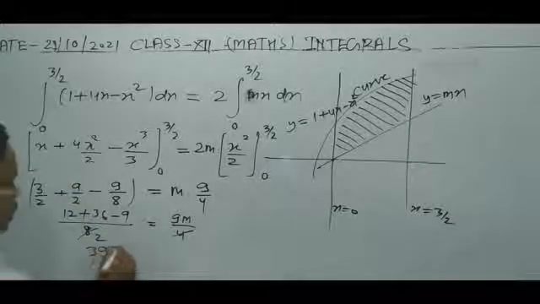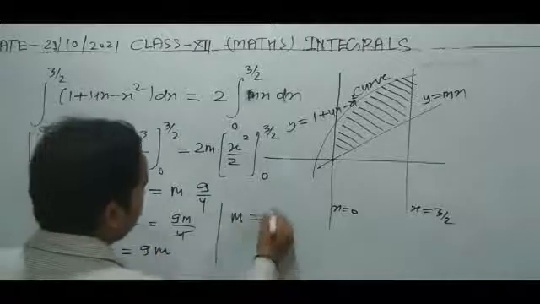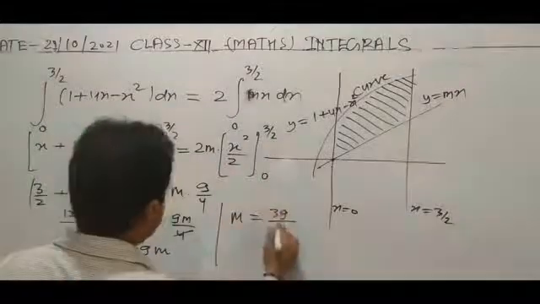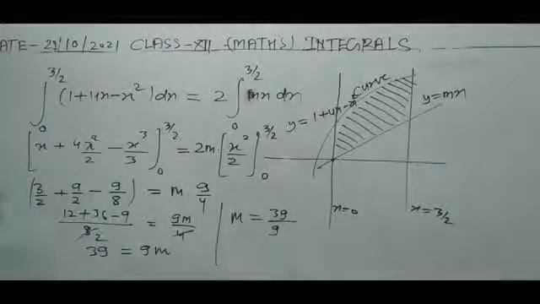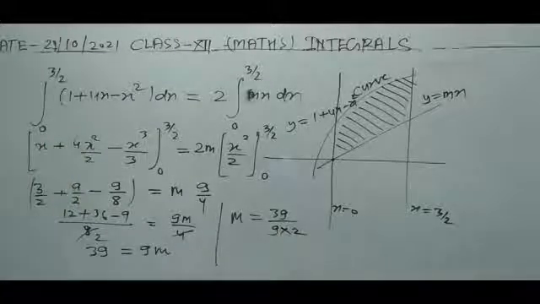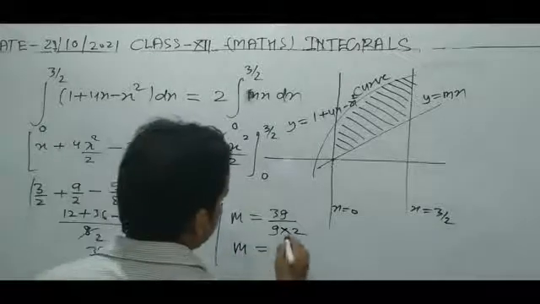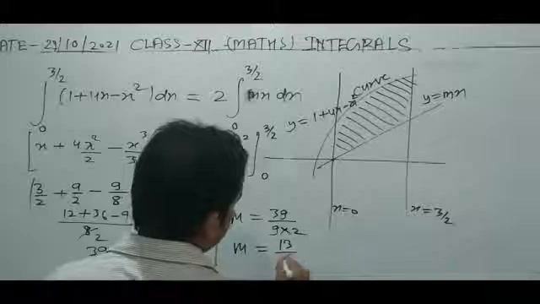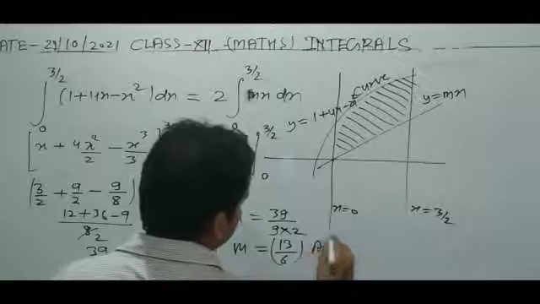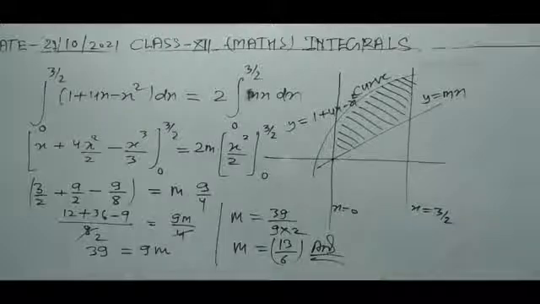So the result is 39 is equal to 9m. This implies m is equal to 39 by 9. From the table of 3, this will cancel out, and the result will be m is equal to 13 by 6. So the answer is m is equal to 13 by 6. Now this is completed.